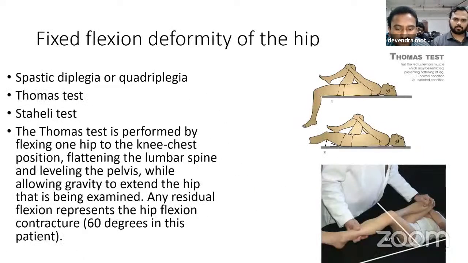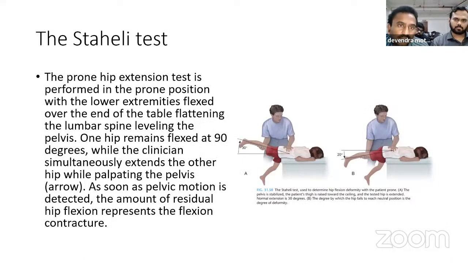So if there is a bilateral involvement, we can do the Staheli's test. In this, the patient is kept prone. Hip extension is performed in the prone position with the lower extremity flexed over the end of the table, flattening the lumbar spine and leveling the pelvis.